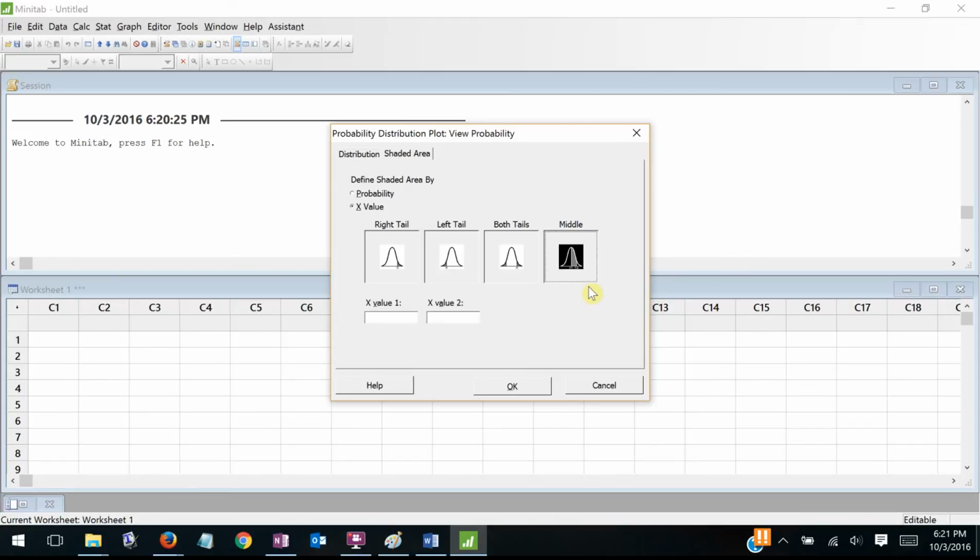No, wait, what am I doing? Oh no, I want my two tails to have a certain amount in them. I don't know what I'm doing anymore. No, two tails.